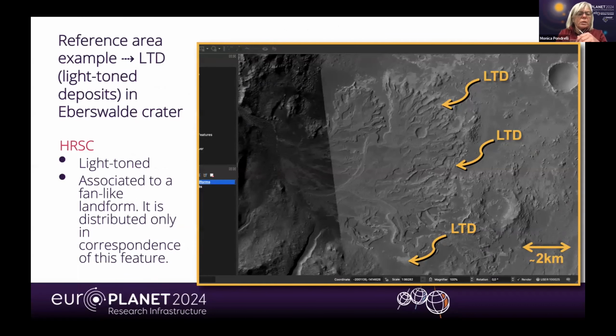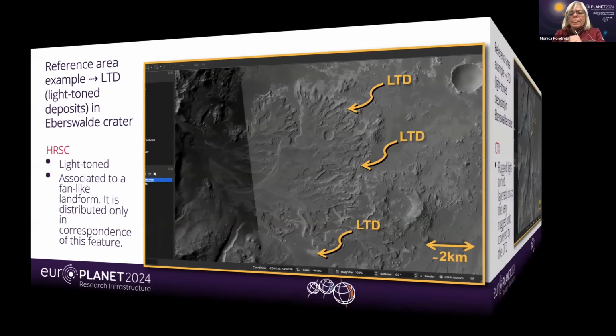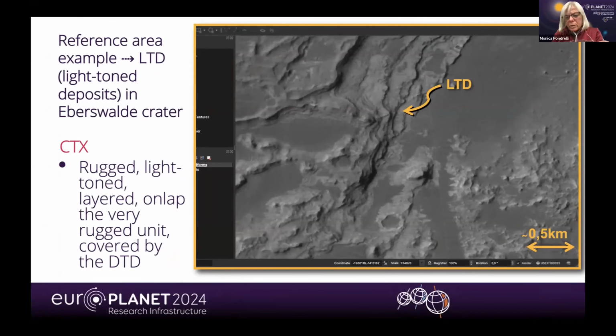This is the HRSC unit. We want to describe the light tone deposits. With the HRSC, we can say that they are light tone, that they are associated with this fan-like feature, and fan-like feature is not interpretative, it's just the shape, and they are present only in correspondence of this feature. Then we move to CTX resolution.